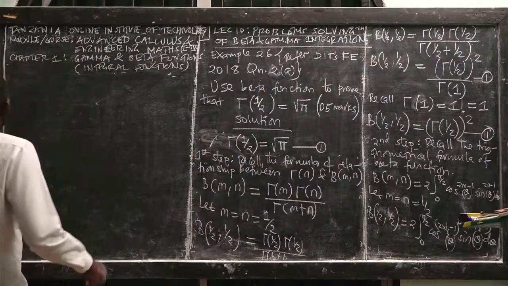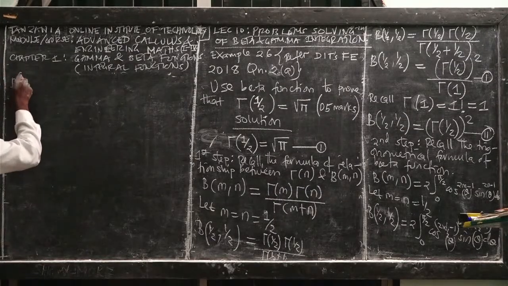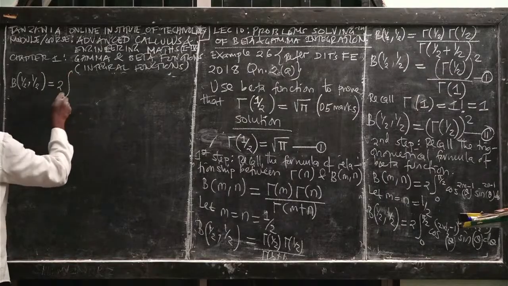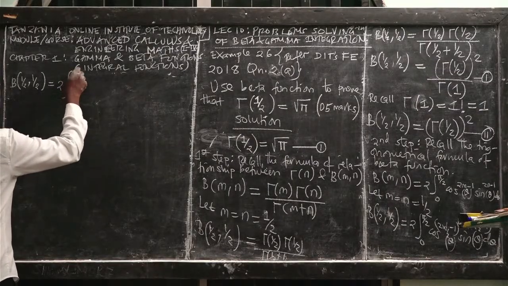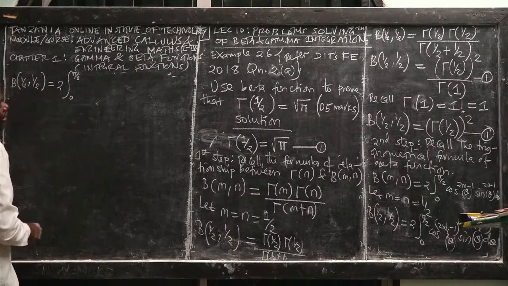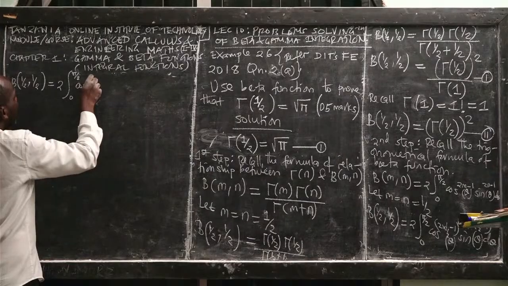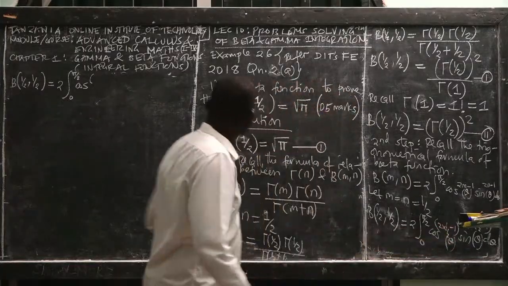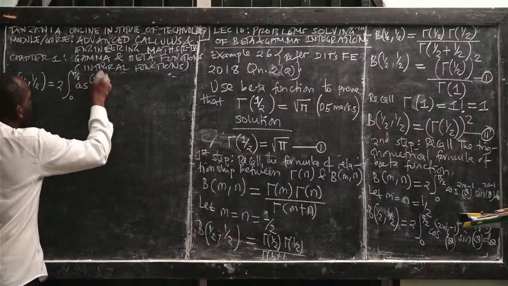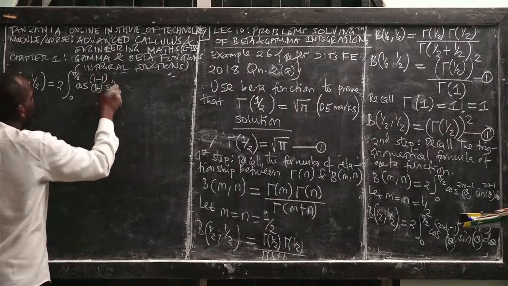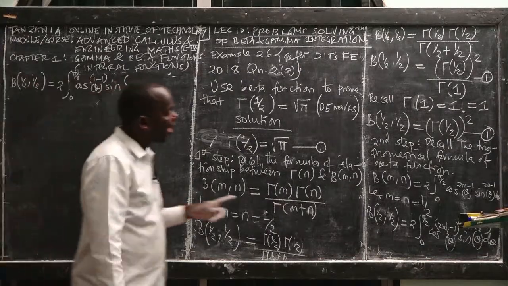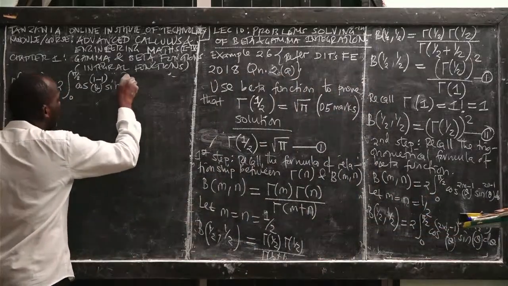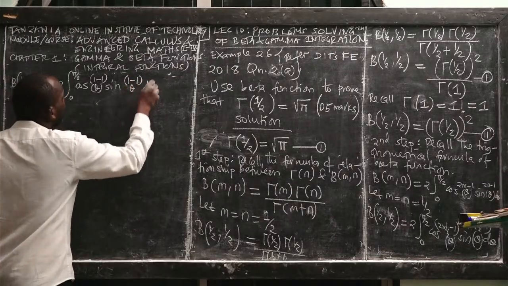So let us copy what we have. Beta of a half, comma, a half is equal to twice the integral from 0 to pi over 2 of cos to the power 2 times a half, which is 1, so 1 minus 1 theta, then sine of theta to the power 2 times a half, which is 1, so also the power of sine will be 1 minus 1, d theta.